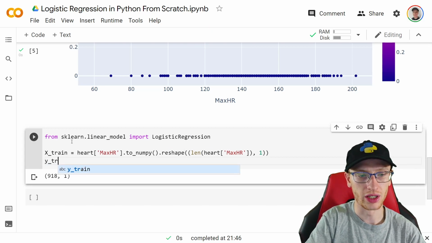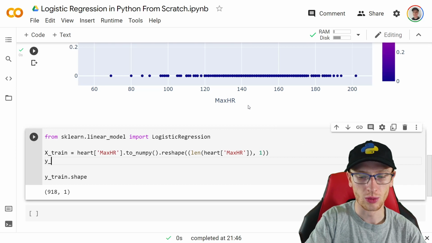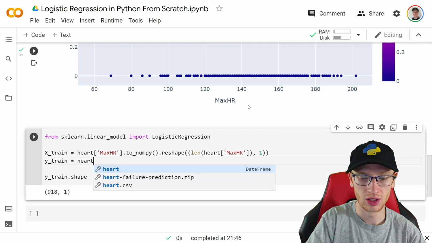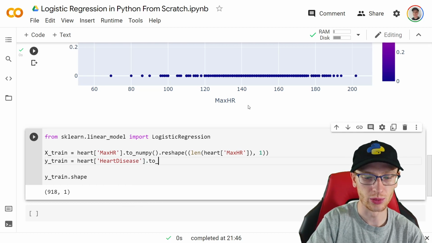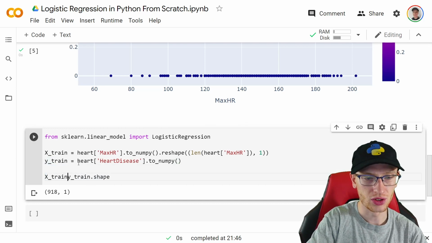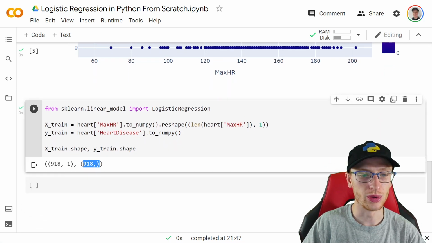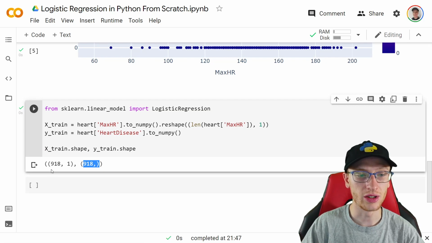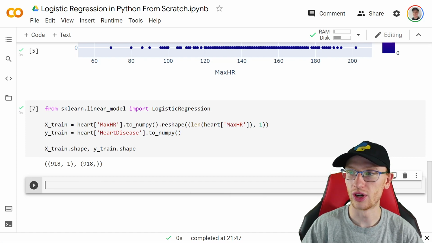Then we have ytrain, and I'll output its shape even though it doesn't exist yet. Ytrain is our output. Ytrain is equal to heart sub heart disease, and we'll change that to NumPy as well. Okay, so I'll just show you both of them, xtrain.shape and ytrain.shape. Here's our inputs and here's our outputs. So we're telling the model that, hey, each time here's the max heart rate, and here's if they have heart disease or not. Here's the max heart rate, here's if they have heart disease or not, and so on. We're going to train the model to see what happens.